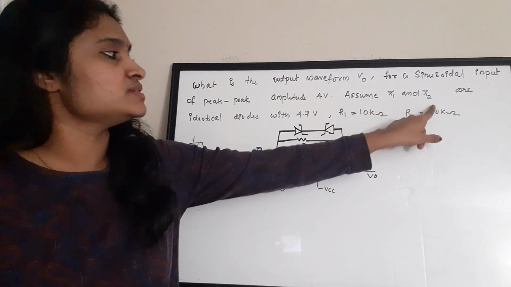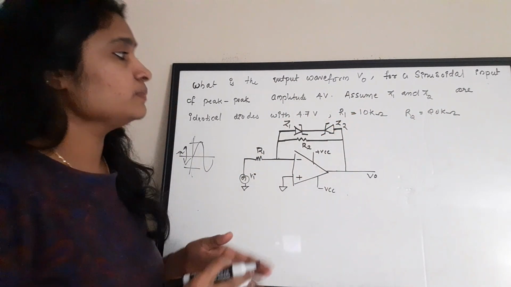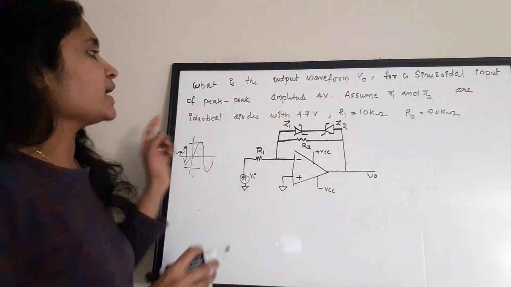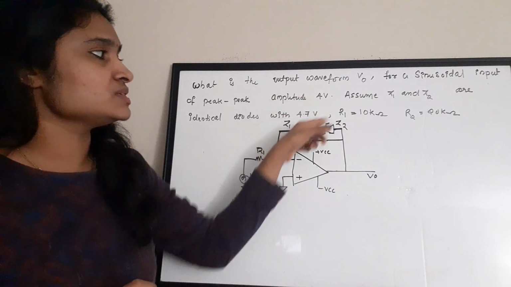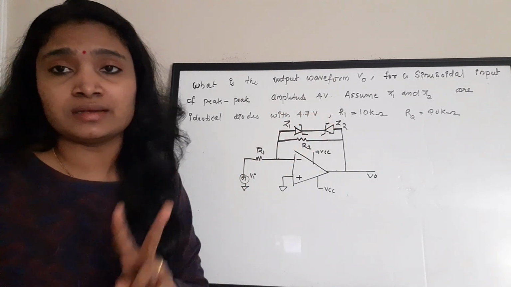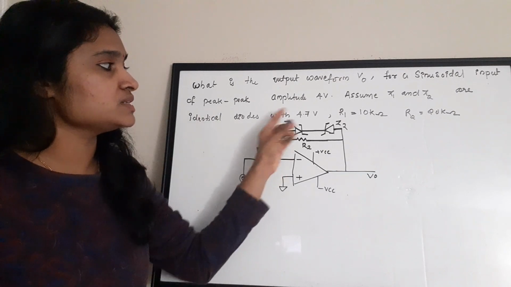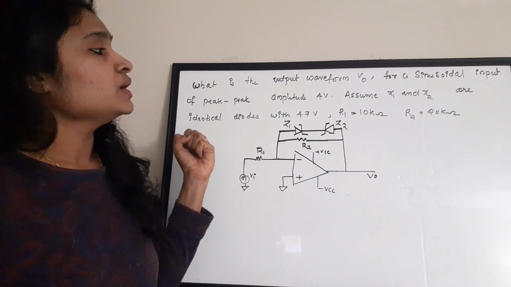Assume Z1 and Z2. These are Z1 and Z2. Sorry, I forgot to write it on the figure. Z1 and Z2 are identical diodes with 4.7 volt. So this is the built-in potential or the turn-on voltage of these two Zener diodes. In order to turn on Z1 and Z2, we require 4.7 volt.